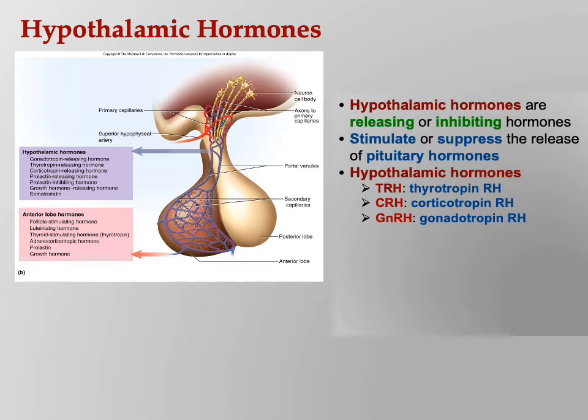GnRH, gonadotropin releasing hormone. Again, notice how these are tropic hormones. They're ultimately having effects on other glands. The gonads, of course, the testes and the ovaries.